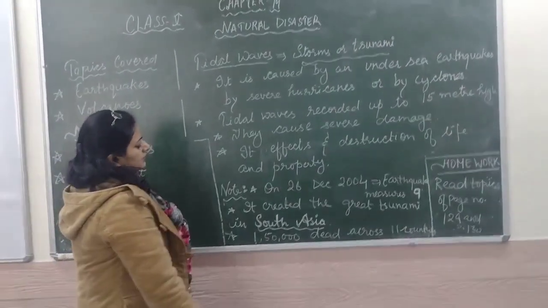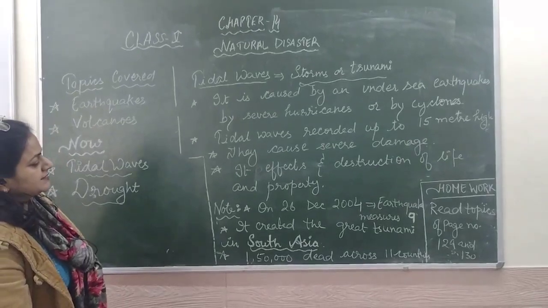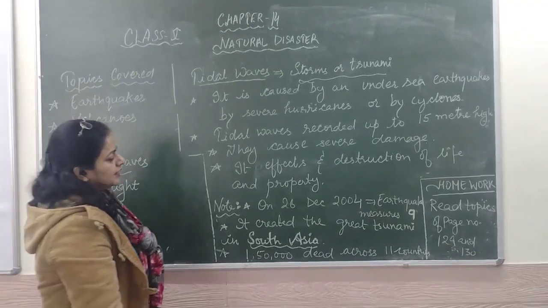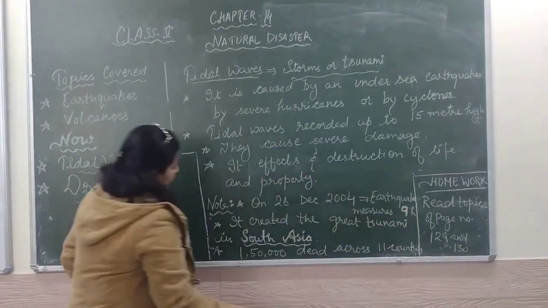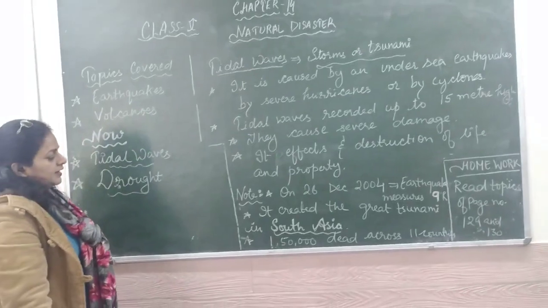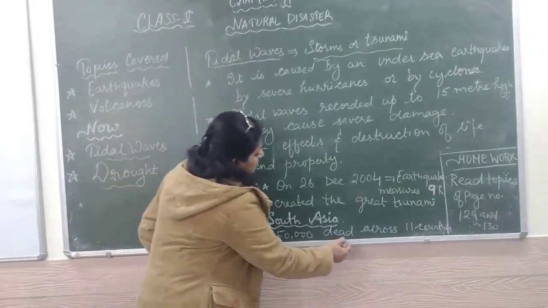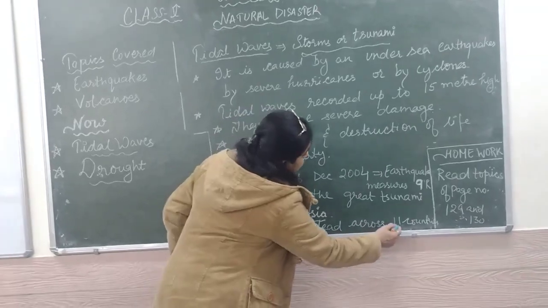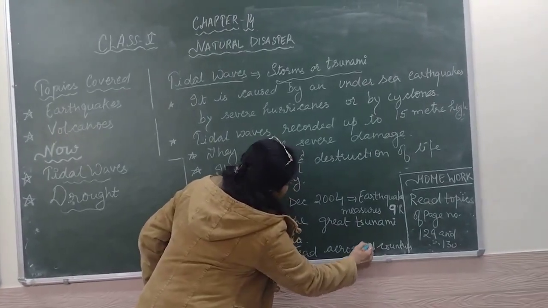Now note down the most important point of this. On 26 December 2004, an earthquake measuring 9 on the Richter scale created the Great Tsunami in South Asia. In that tsunami, 150,000 people died across 11 countries.